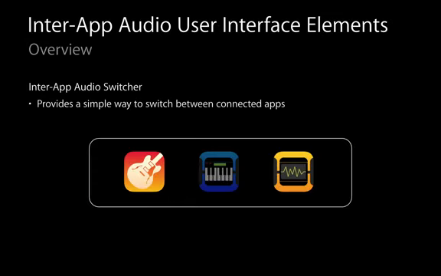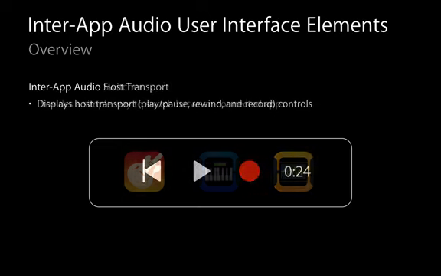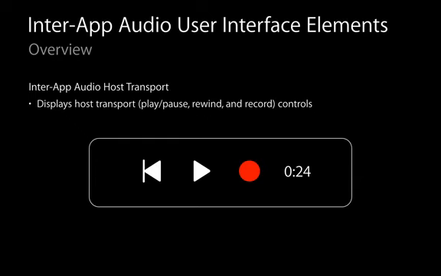The two user interface elements that we provide in iOS 8 are firstly the inter-app audio switcher view, which provides an easy way to see all the inter-app audio apps that are connected together and switch between them using a simple tap gesture. We also provide an inter-app audio host transport view. This displays the transport of the host you're connected to in your Node app and allows you to control the transport, playback, rewind, and record, in addition to displaying where in the host transport you are via that numeric timecode.